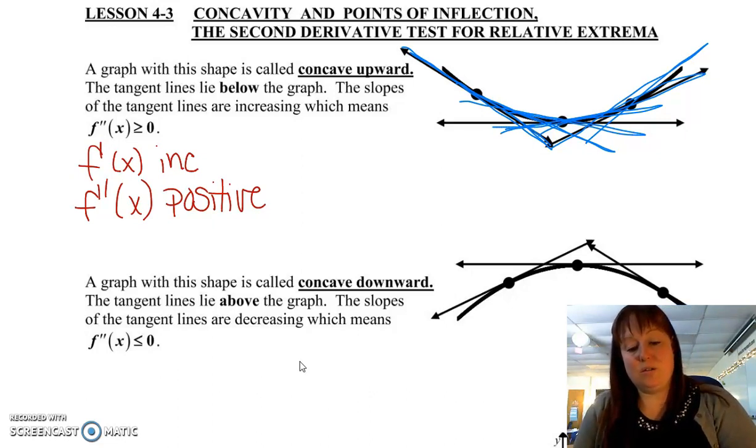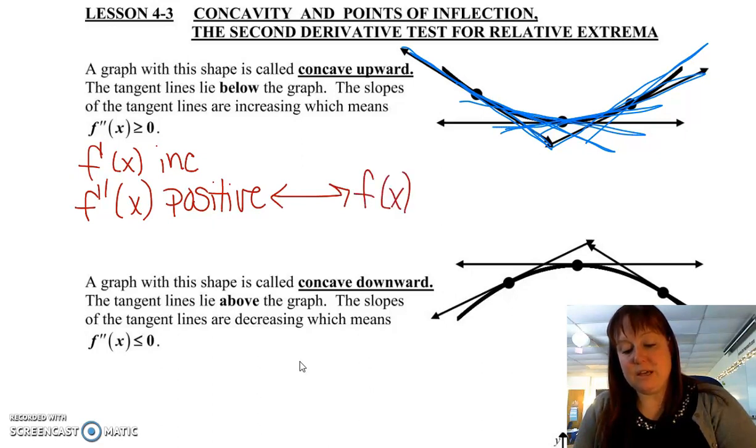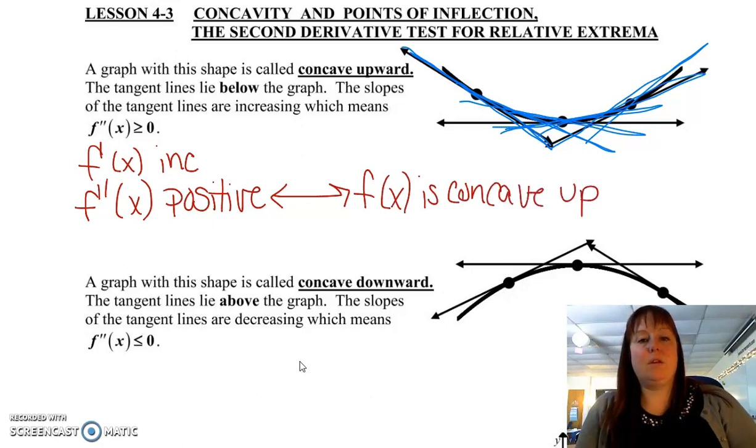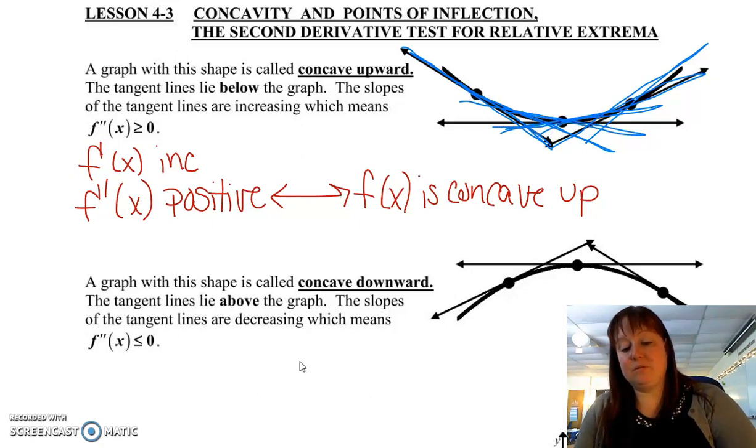Therefore, when the second derivative is positive, our actual function, f of x, is concave up. So that's the second derivative test for concavity. If the second derivative is positive, then f, our actual function, is concave up.